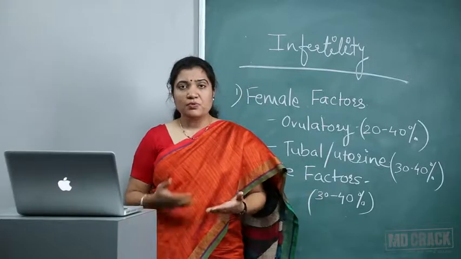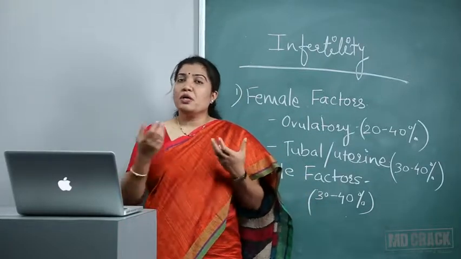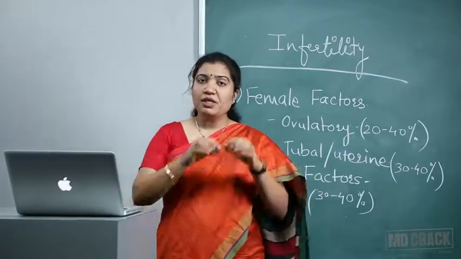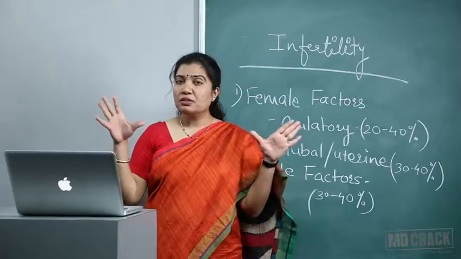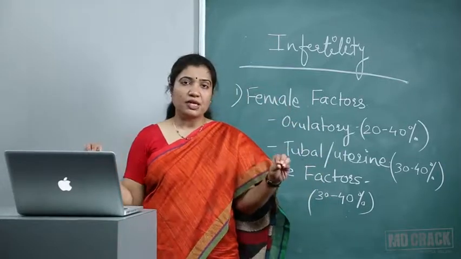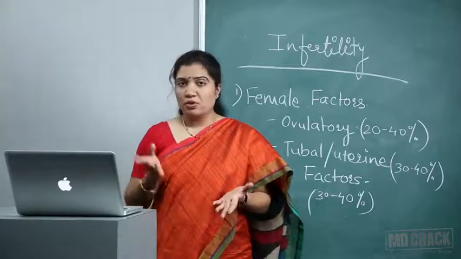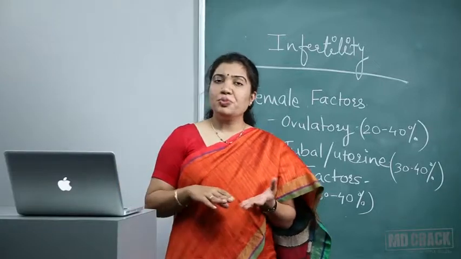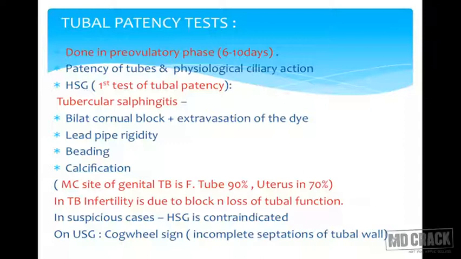X-rays are taken, first, second, third. First it delineates the cavity, then the tubes, and then we will see the spillage on both sides, or if there is a block, no spillage would be seen. Tubercular salpingitis is very common. How do we detect it? There can be bilateral cornual block.